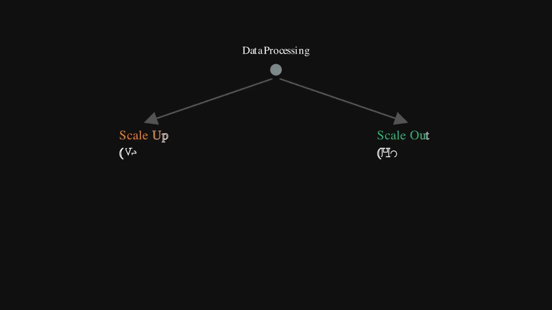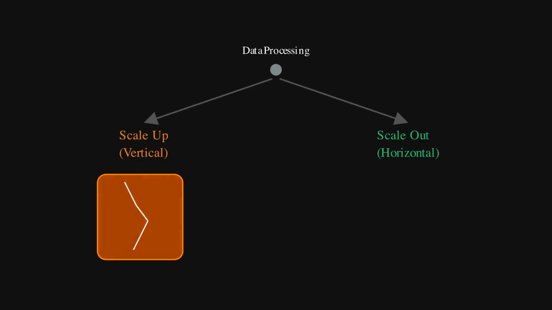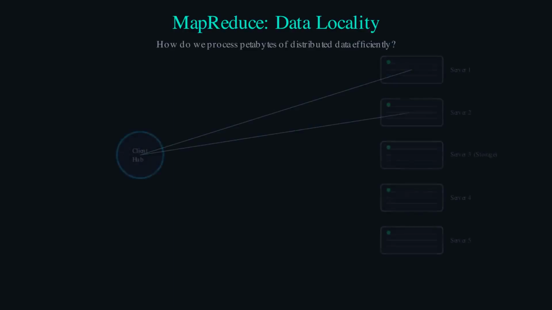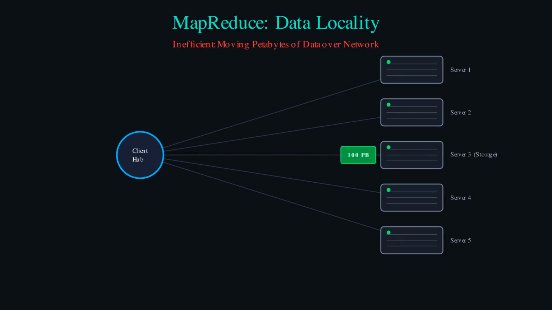Historically, we bought bigger computers to process more data. MapReduce shifts the paradigm to horizontal scaling by using thousands of cheap servers working in parallel. Data locality means we bring the small code to the data. We do not move petabytes of data over the network.